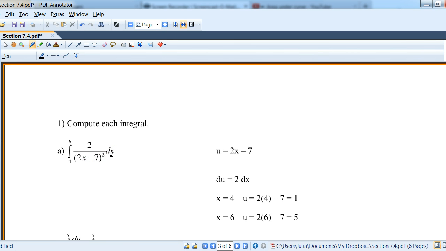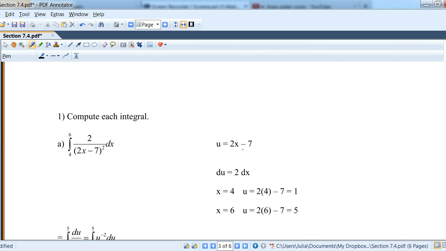So what we can do, as usual, we plug in u to be 2x minus 7, the inside function. Let's take the derivative of u as before, which will get du equals 2, that's just the derivative, times dx. Now here's a minor difference. You also have to plug the endpoints into the u. So the lower one is x equals 4, plug it into the u, and we get 1. Then x equals 6, the upper limit, gives us u equals 5. So we plug in for everything.